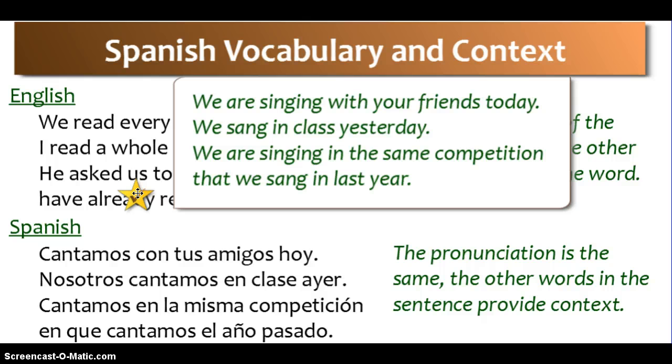The first one, we are singing with your friends today. The second, we sang in class yesterday. And lastly, we are singing in the same competition that we sang in last year. Cantamos is not pronounced differently at any time. The conjugation for preterite tense is the same as it is for the present tense. You just have to know by clues like today, yesterday, and last year, are you speaking in the present tense or in the preterite?